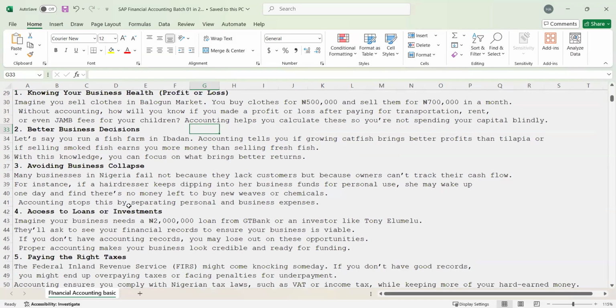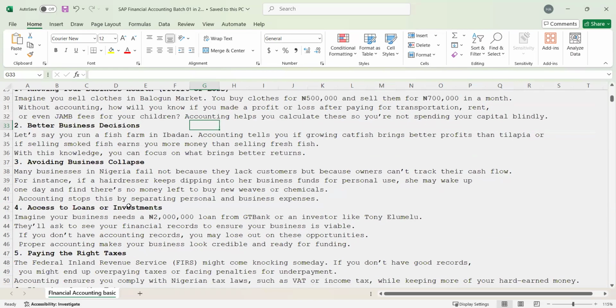So when we say avoiding business collapse, accounting would ensure, if you have followed due process, if you follow the due accounting principles, there is no way. Accounting will show you whether your business is about to collapse or about to fail or you are doing well. So many businesses in Nigeria fail not because they lack customers, but because owners can't track their cash flow. And cash flow is king. That's what we were taught. We said cash flow is king because knowing how your cash is moving out is very essential for businesses.